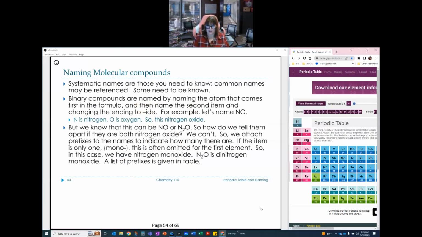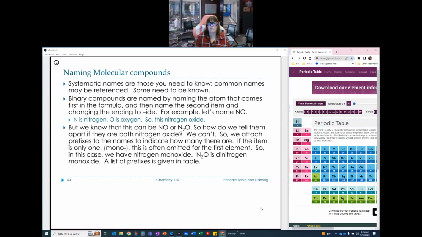All right. So we named our ionic compounds. So we've dealt with our metal to non-metal bonds. But we talked about molecules first, and those were our non-metal to non-metal. Okay, well, systematic names are those you need to know. So those are the ones I'm going to expect you to be able to deal with. The common names can be referenced. All right, and again, there's a list of them that are available. Water is one of them.